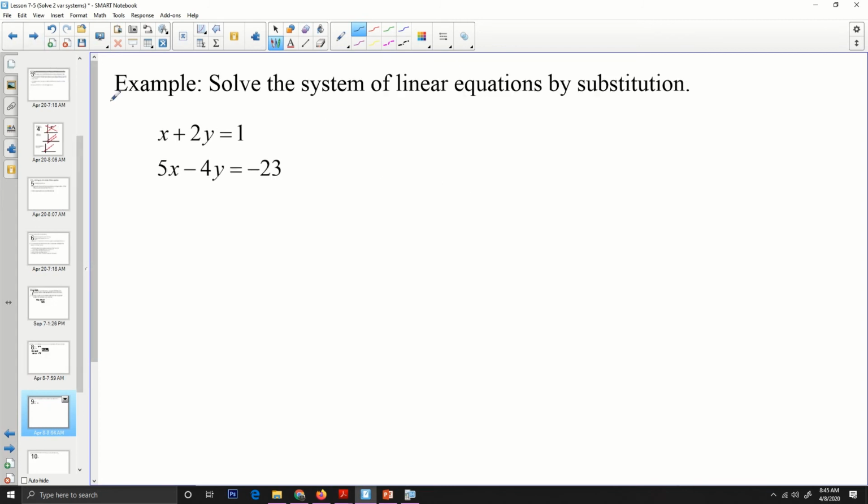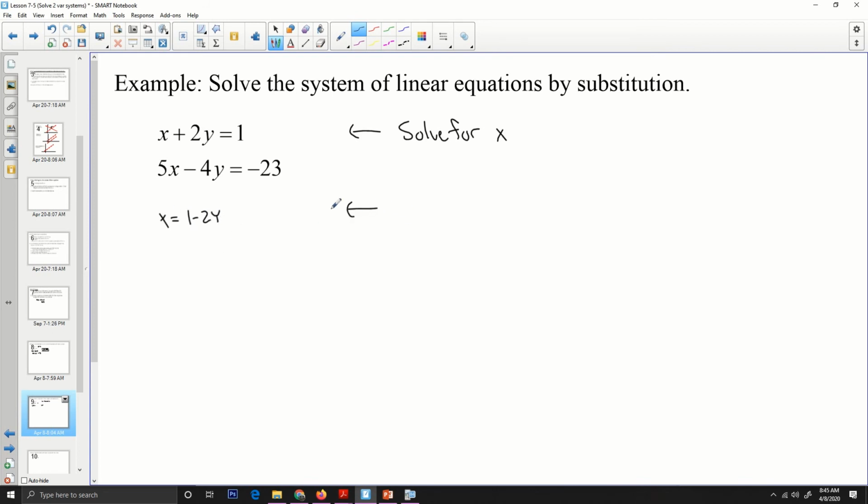All right, next. Here we're going to solve the system of linear equations by substitution. And so here's what I'm going to do. I'm going to take this one, and there's lots of ways to do substitution. As you go through this, you're going to see different methods that are going to be easier. In this case, I see that if I were to solve this thing for x, that would be the easiest way to solve this. So I'm going to solve for x. And so what that's going to do is give me x equals 1 minus 2y.